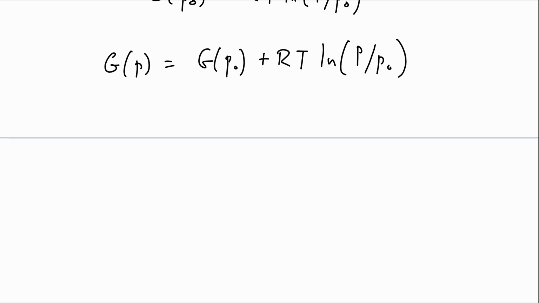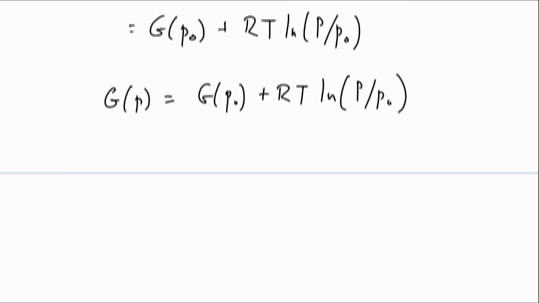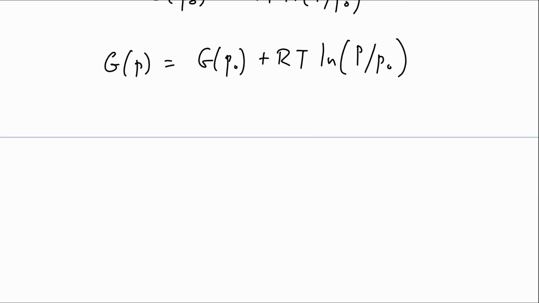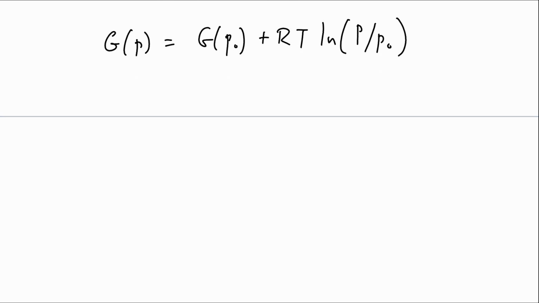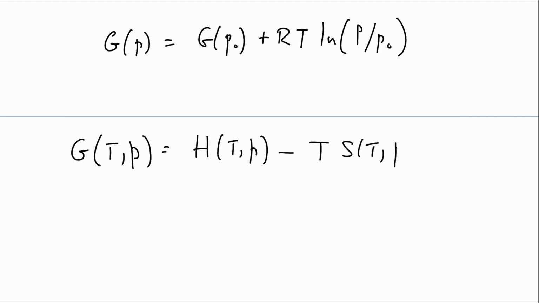And so let's see if we can do this another way, or just look at that in the last few minutes. I know G of T and P is H of T and P minus T S of T and P. Also, so this is another true statement. I mean, I'm assuming that I didn't make a mistake.